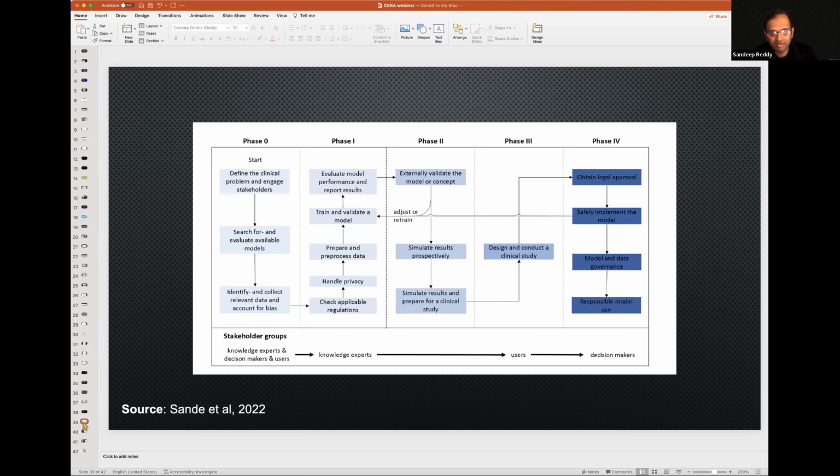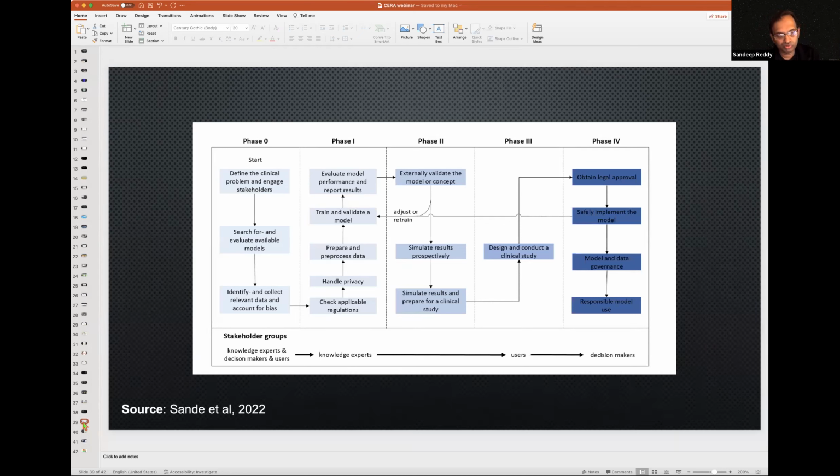So you can start to see even this framework is kind of aligning with what I have discussed. But again, it provides a different perspective. Then in phase 2, you externally validate the model. You'll be surprised about how many AI applications that are introduced, whether into the market or published, don't have external validation. So they emphasize external validation here.